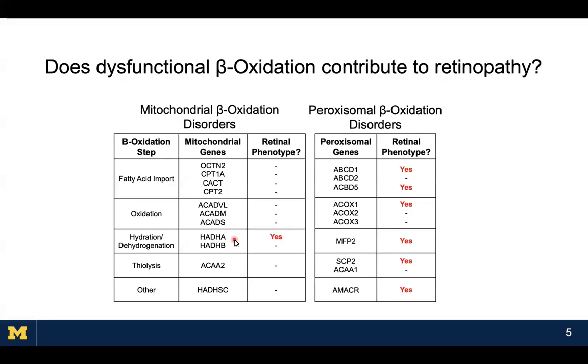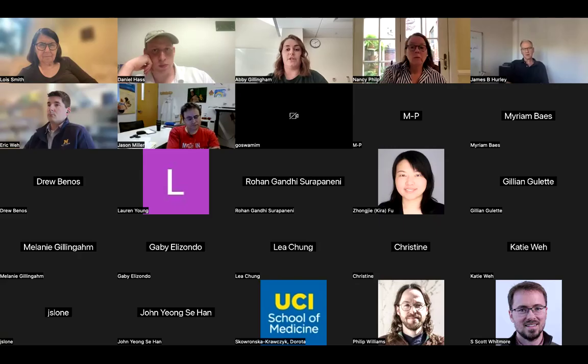So if we look at these steps in the peroxisome, what we see is that a majority of them lead to a retinal phenotype or retinal degeneration. And the same is true of peroxisome biogenesis disorders, like those that the Benson lab studies. Mutations in PEX genes that contribute to peroxisome biogenesis also lead to a loss of vision and retinal degeneration.